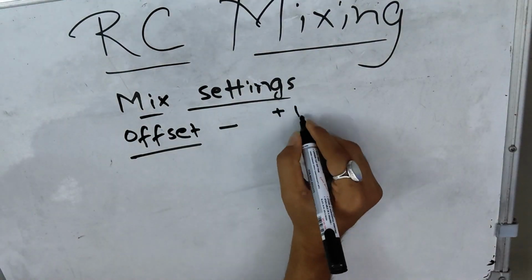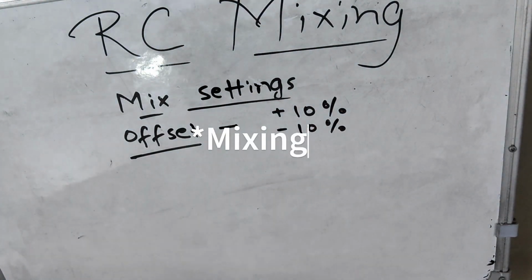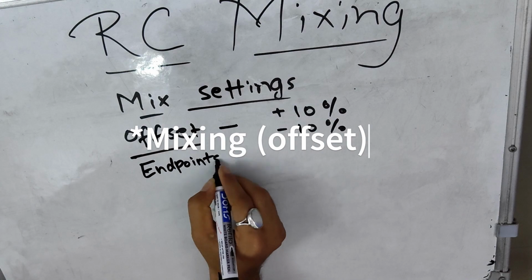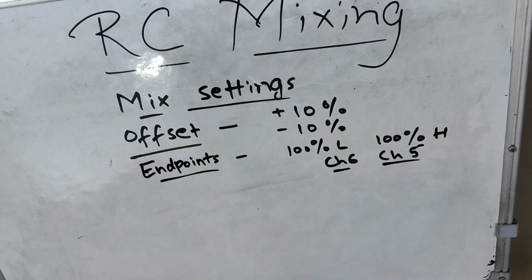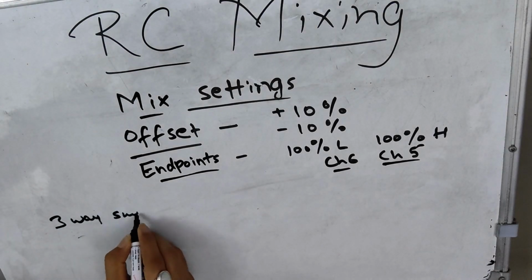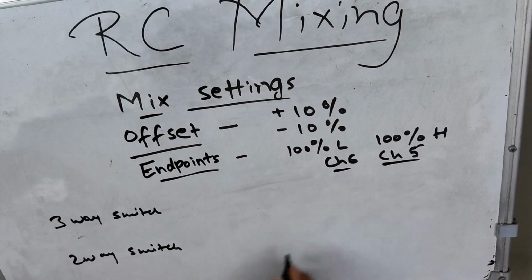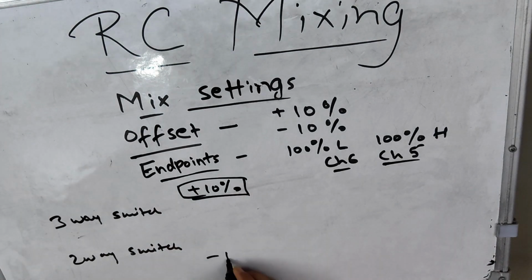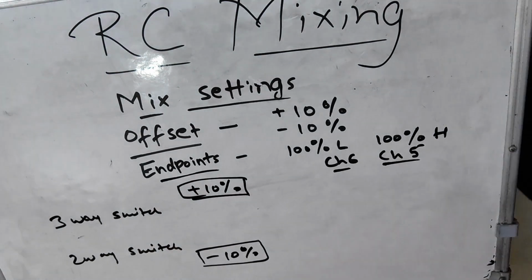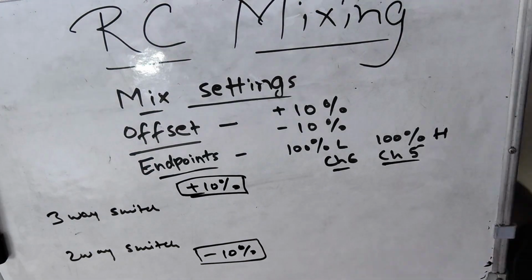So first, in the mix settings, we'll be talking about offset. We'll be discussing both plus and minus offsets, and for example, we'll be taking 10% offset. The endpoints would be 100% in our first case. In the next case, channel 5 will have 50% and 50% endpoint, while channel 6 will have the same 100% endpoint. So let's proceed.